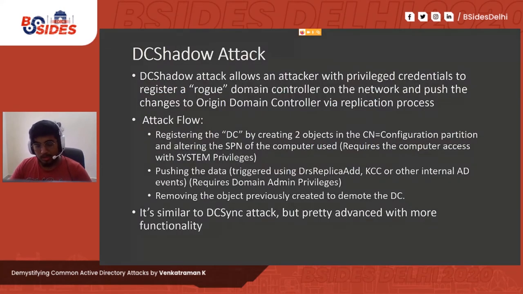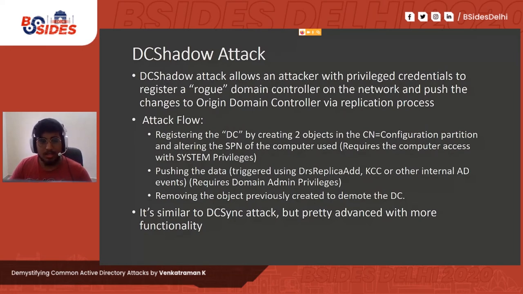So now let's move on to a similar attack, which is the DC Shadow attack. The key difference between DC Sync and DC Shadow is that DC Sync only dumps the credentials of the computer and user accounts present in the domain or the domain controller. A DC Shadow attack is able to modify the objects and the attributes of the objects of the domain controller by leveraging the replication process.